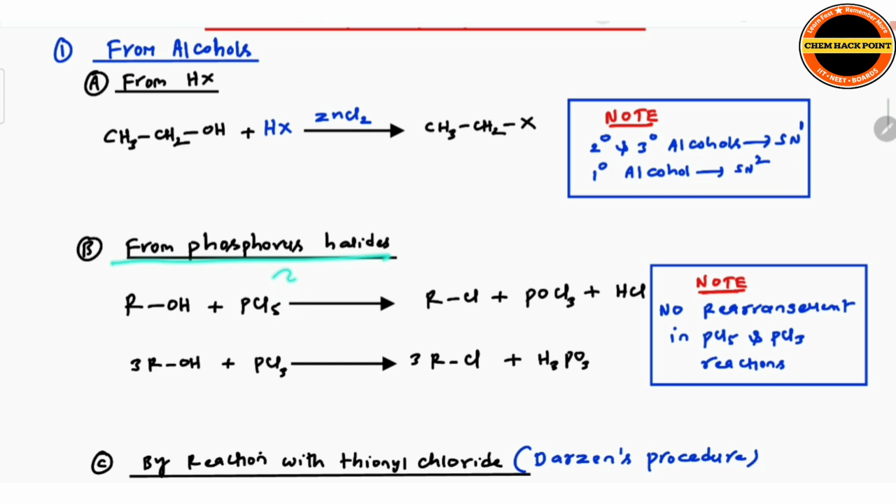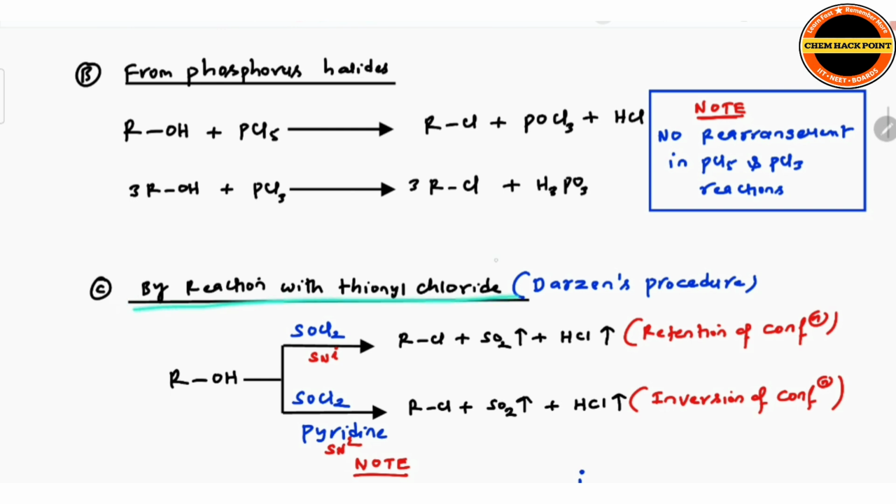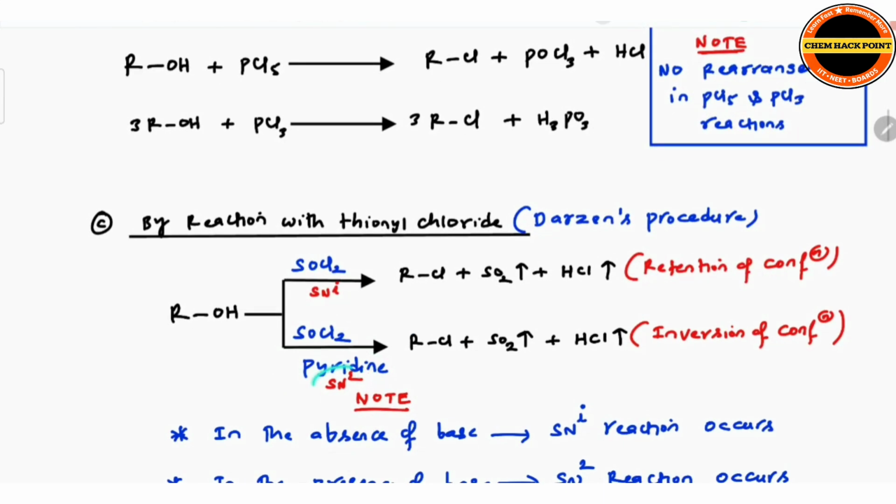From phosphorus halides, PCl5 and PCl3, both are chlorinating agents. So it gives alkyl halide with respective products. Here there is no rearrangement in PCl5, PCl3 reactions. By reaction with thionyl chloride, Darzens procedure, ROH with SOCl2, and pyridine combination. Here there is base. In presence of base, SN2 reaction; in absence of base, SNi, meaning intramolecular nucleophilic substitution.